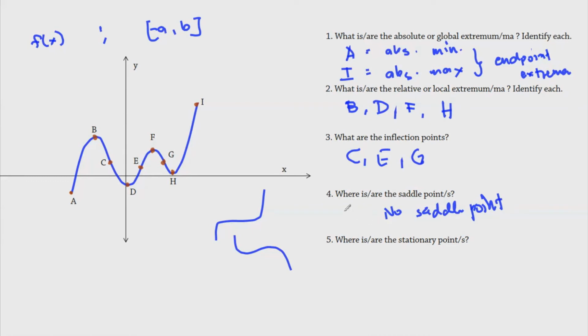Okay? And then the last one is where is or are the stationary points. So again, yung stationary points natin, di ba? Pagka meron tayong derivative and then sinet natin to equal to 0 and then we find the value of x, then those are the stationary points. But to do this graphically, we try to find all the slope of the critical points, and then kung mag-0 siya doon, then yun yung ating stationary points. And in this case, I have actually 1, 2, 3, 4 of them. We have B, D, F, and then H. So basically, ito yung ating mga relative or local extrema.